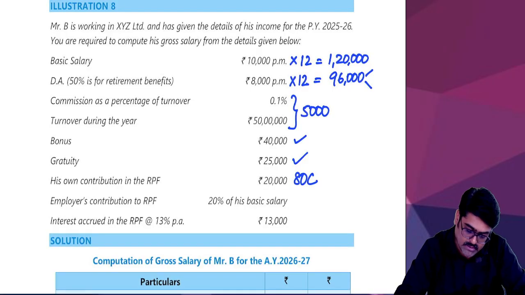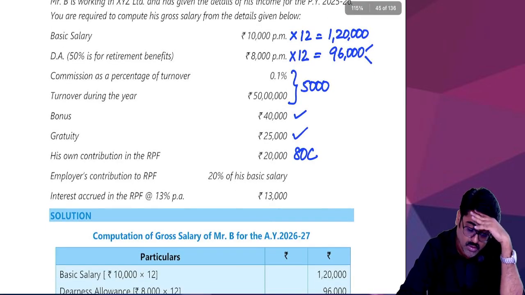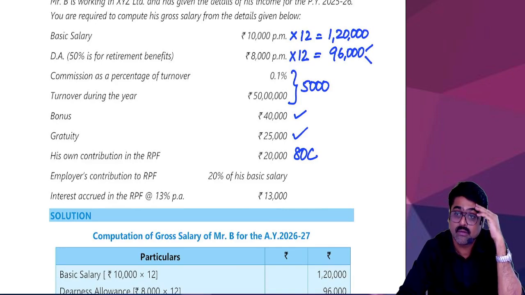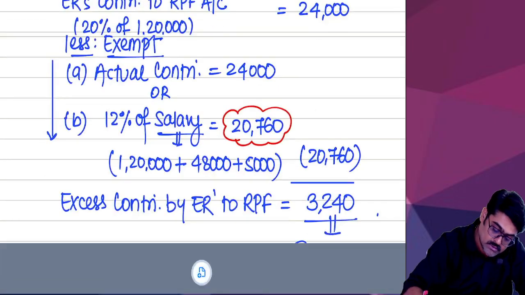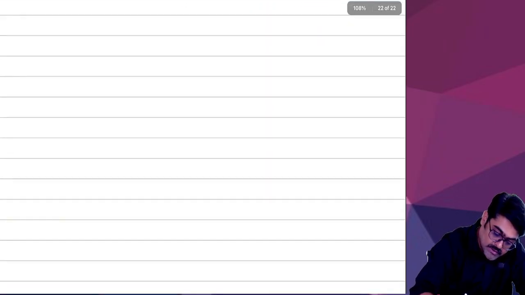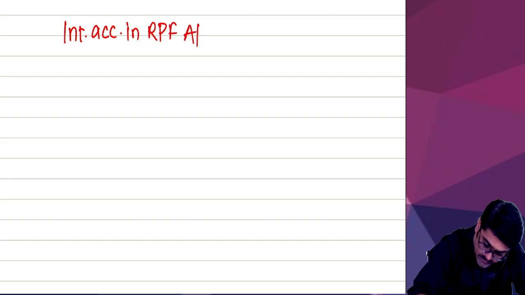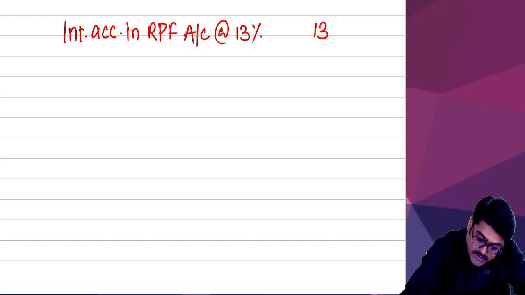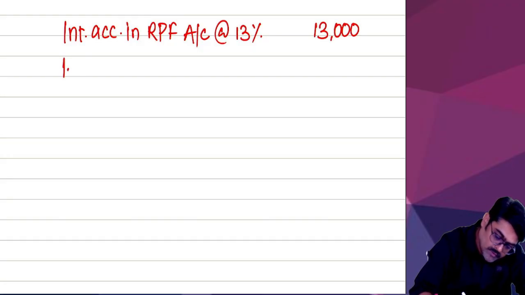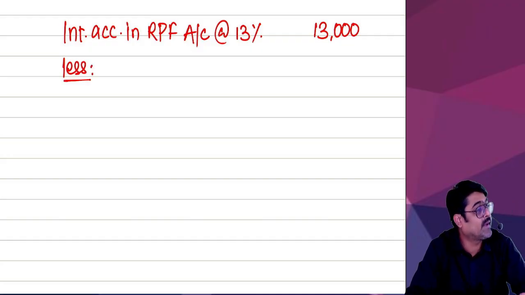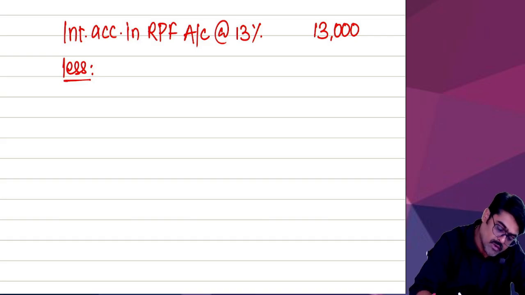In the question, now they are saying interest accrued in RPF at what rate? And the interest accrued is? Sir, see now, how will you present? Interest accrued in RPF account at the rate of 13%. How much? 13,000. Yes or no? Now out of this interest, some interest will be exempt and the excess will be taxable. Yes or no? So how will you write down?